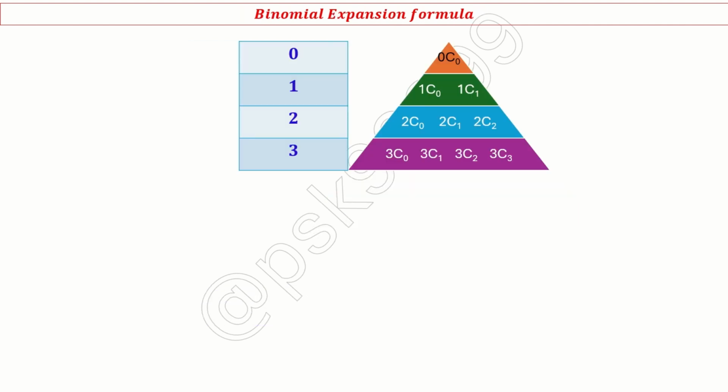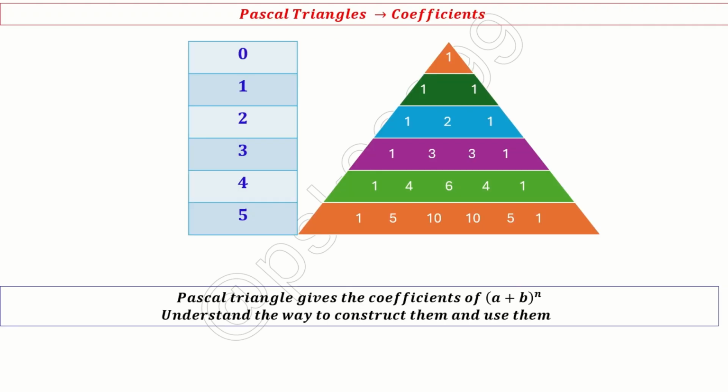This one, power 0. Whatever is the power in that row, if you take the row as the power, it always starts with C0, C1 and C2, up to Cn. That is, if the power is n, then nC0, nC1, nC2 up to nCn, it will go on like this. This is nothing but 1, this is 1 1, this is 1 2 1, 1 3 3 1, which is exactly the same as the previous Pascal triangles we have shown here, right?